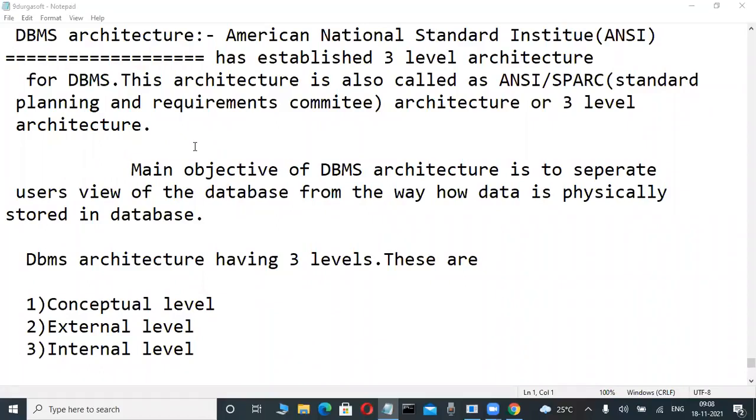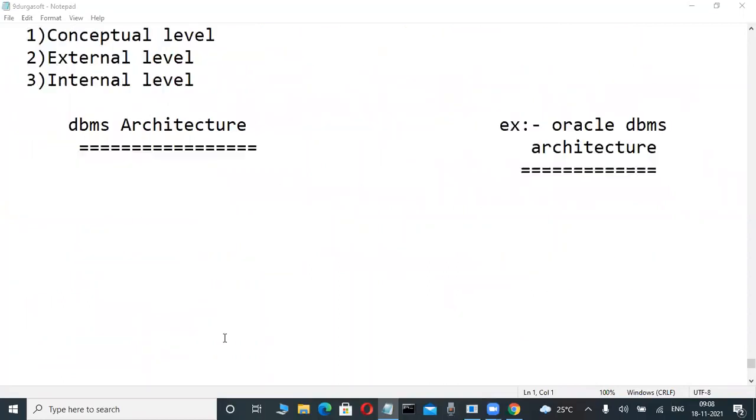One is the conceptual level. Another one is the external level. Another one is the internal level. In the conceptual level, tables are there. In the internal level, indexes and some future concepts are there. And in the external level, some views are available. Up to that point, we are drawing the diagram.